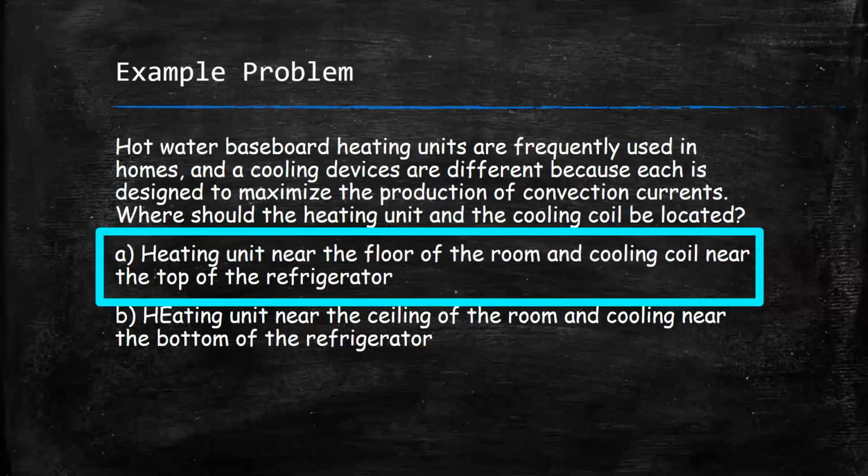If the cooling coil were located near the bottom of the refrigerator, the coil would remain there because cold air does not rise, it sinks. There will be very little convection to carry the heat from other parts of the refrigerator to the coil for removal.